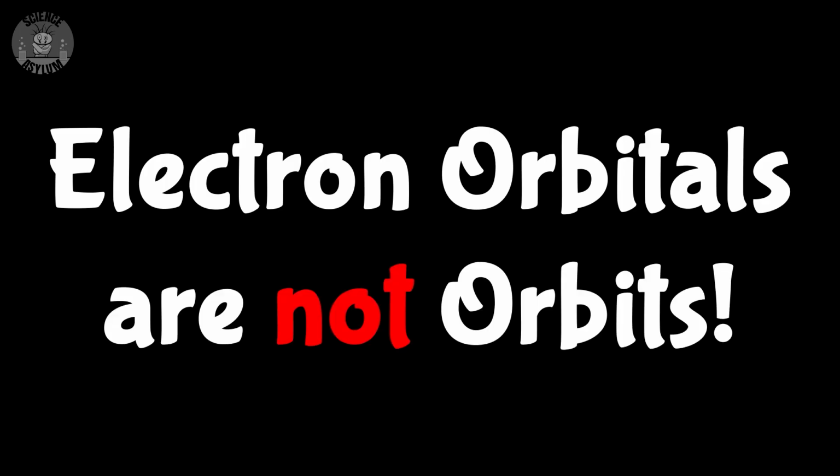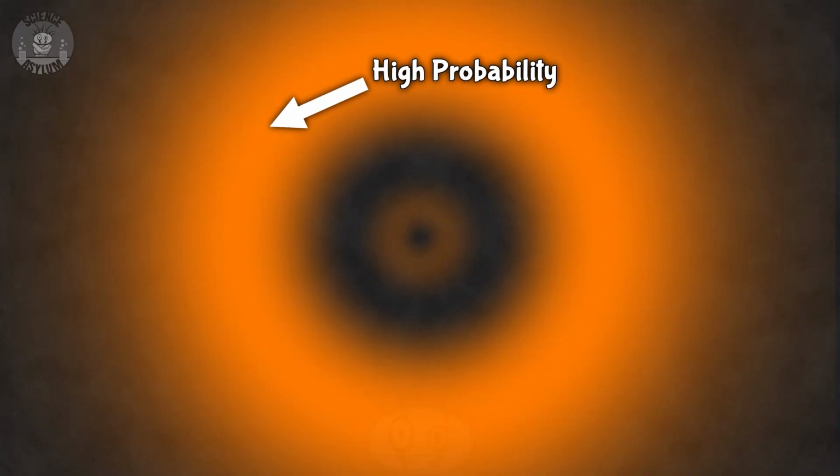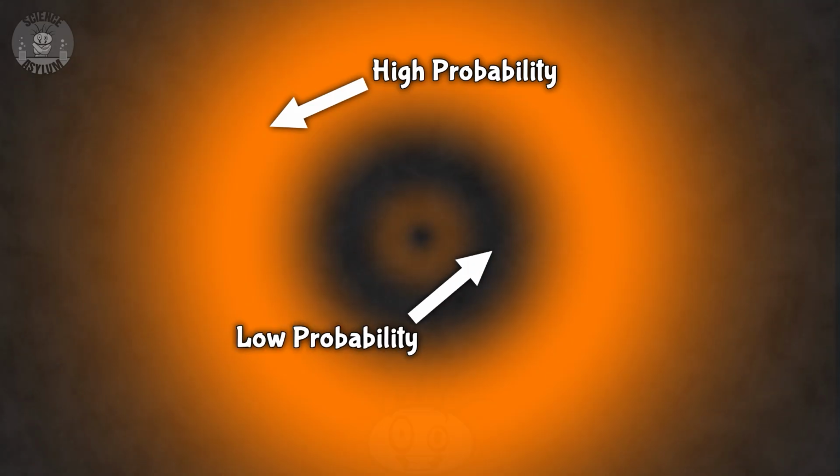Yep. Let me make something absolutely clear though. Electron orbitals are not orbits, like at all. Like any quantum state, an orbital is a state of probability. Yes, really. Here's an example of an orbital. Brighter spots are where you're more likely to find an electron, and darker spots are where you're less likely to find one. But the truth is, we don't actually care that much about where electrons are.